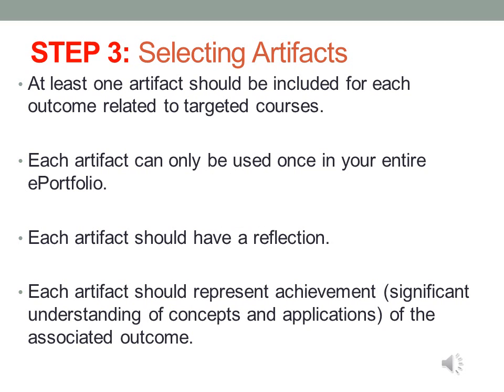In total, there are 6 outcomes. For each outcome, you will have one associated artifact. You can only use an artifact once in your ePortfolio. For example, if you have used your final paper from 757 for outcome 1, you cannot use that paper again in your ePortfolio. However, you can choose another assignment from 757 for another outcome.